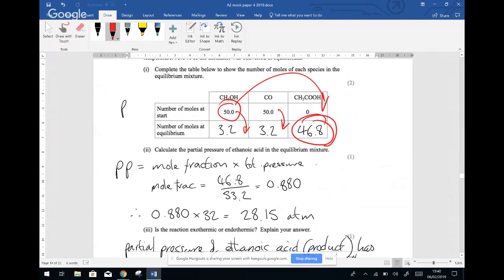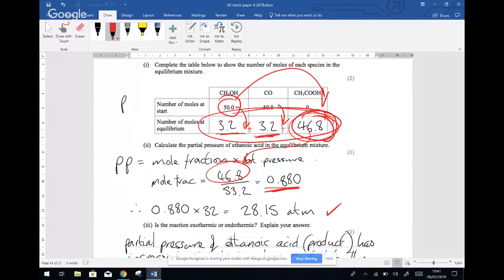Next thing, calculate the partial pressure. Well, the partial pressure is mole fraction times the total pressure. The mole fraction is the moles divided by the total moles. So it was that number there. And how many people then divided this by 50? They shouldn't, because it was 46.8 for that, 3.2 for that, and you had to add all of those together to get the total moles. So 46.8 over 53.2 gave me a mole fraction of 0.88. Times that by the total pressure, and I get 28.15 atmospheres.